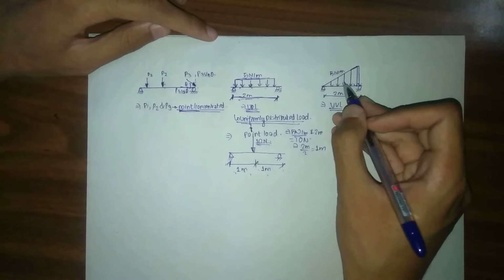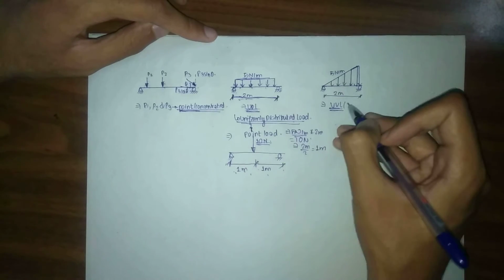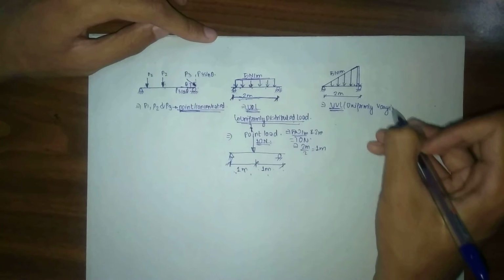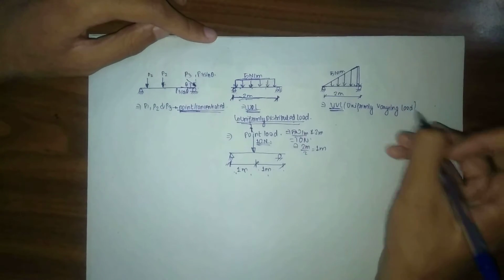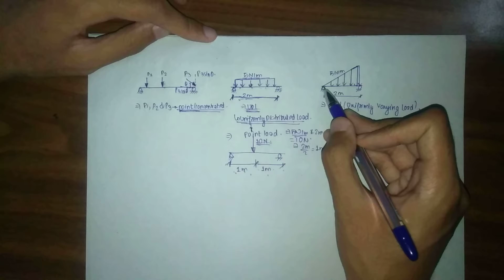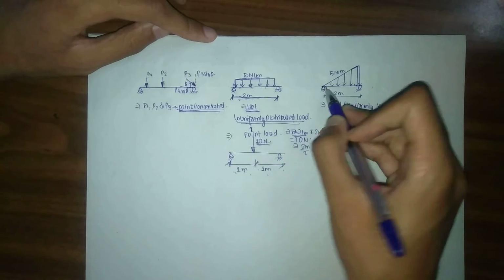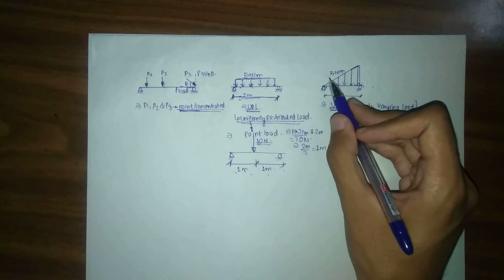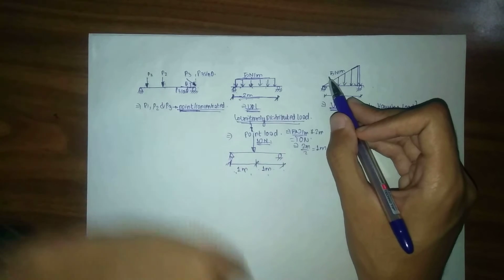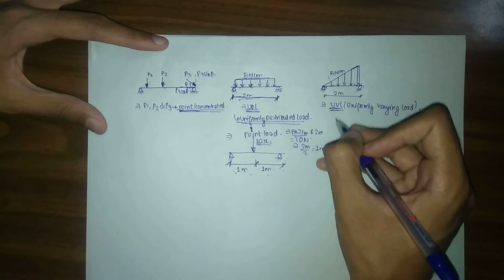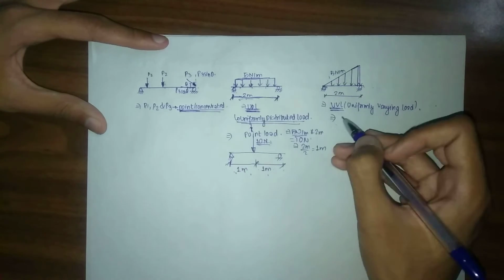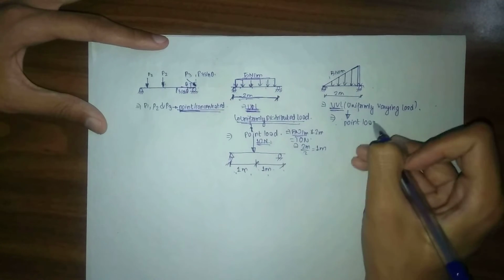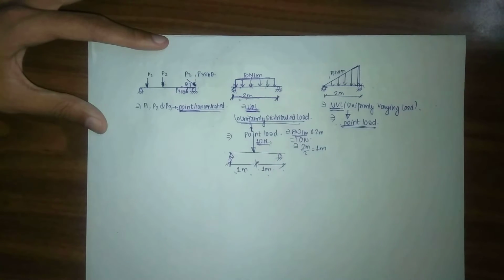Now our third example of load is UVL, uniformly varying load. Unlike UDL, it doesn't act equally over all portions. As you can see, as I move from the left portion of the beam to the right portion of the beam, the magnitude of the force is increasing. So likewise UDL, we have to convert UVL to a point load as well in order to solve our numericals, in order to calculate our shear force and bending moment diagram.